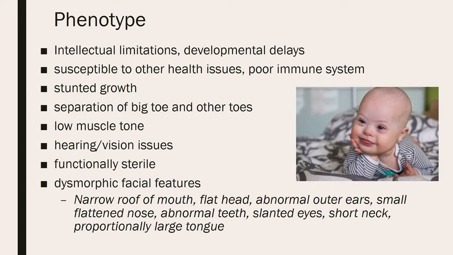As for the phenotype, there's a long list of appearances and symptoms of Down syndrome, including intellectual limitations and developmental delays. Something to note is the dysmorphic facial features of the flat head, abnormal outer ears, small flattened nose, slanted eyes, proportionally large tongue to a small mouth. They're also more susceptible to other health issues involving the heart or epilepsy, involving seizures, and they have weak muscles and hearing and vision issues.